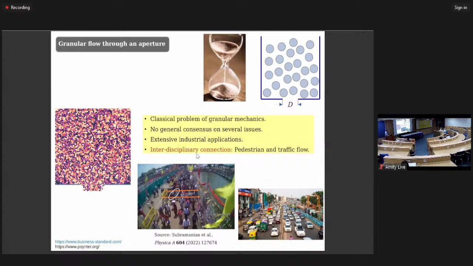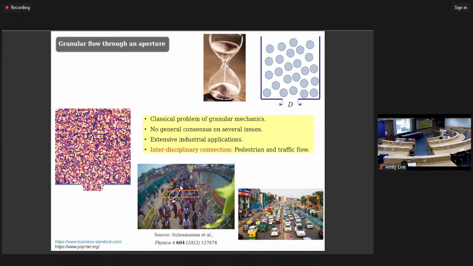There are extensive industrial applications, that goes without saying, and it has interdisciplinary connections like pedestrian and traffic flow. Two images are shown here. This one, where the cursor is, was taken at the Kumbh Mela in Ujjain, last held in 2016 perhaps. There, see, pedestrians walk through some confinement, right? And they have small passages essentially to egress or ingress both.